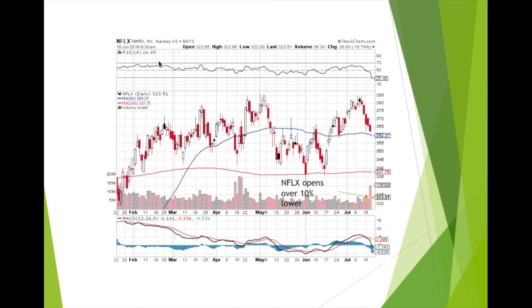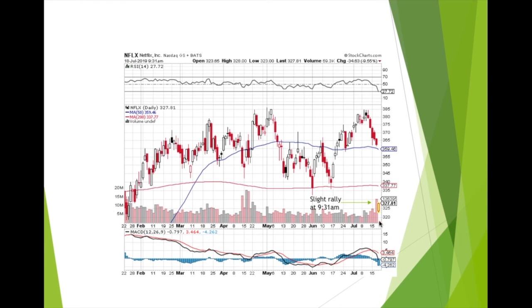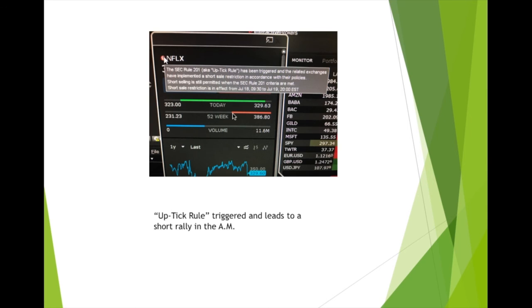So here's at 9:30 a.m. Netflix gaps down. It's all the way here. It's down 10%. It's a 10% gap down, okay? And then you see by 9:31, there's a slight rally. And this is due to the uptick rule. So the uptick rule triggers.